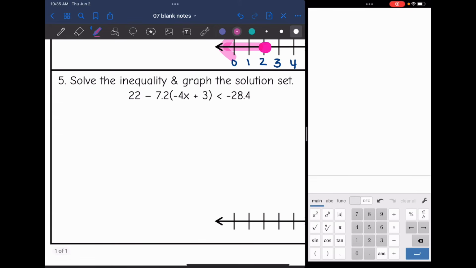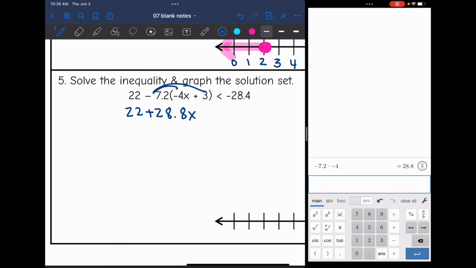All right, number 5, I need to simplify the left side by distributing the negative 7.2. So I'm going to bring down the 22 and then figure out what negative 7.2 times negative 4 is. So negative 7.2 times negative 4x is positive 28.8x. And then negative 7.2 times 3 is negative 21.6. And I want to know when it's less than negative 28.4.